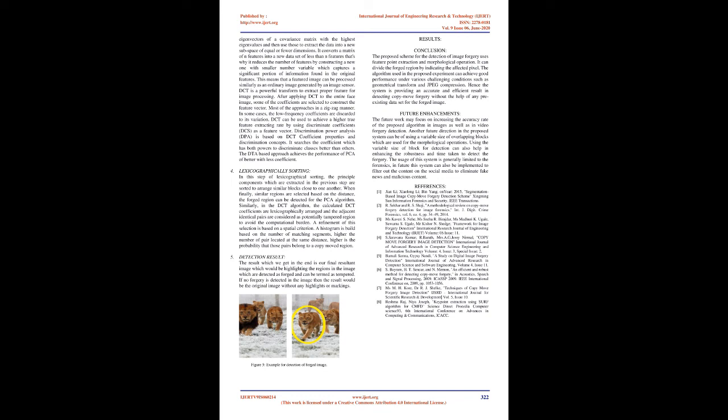It can segment the forged region by indicating the affected pixels. The algorithm used in the proposed experiment can achieve good performance under various challenging conditions such as geometrical transform and JPEG compression. Hence, the system is providing an accurate and efficient result in detecting copy move forgery without the help of any pre-existing data set for the forged image.